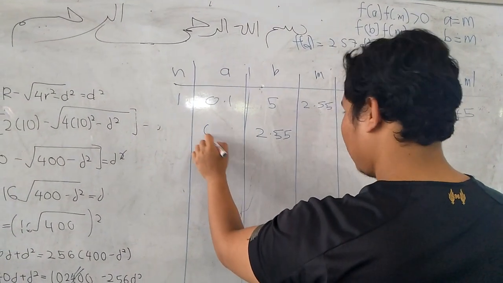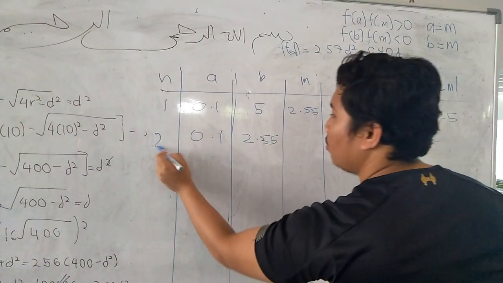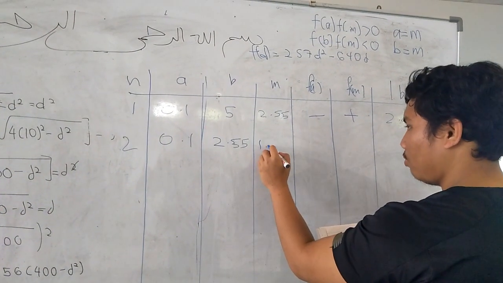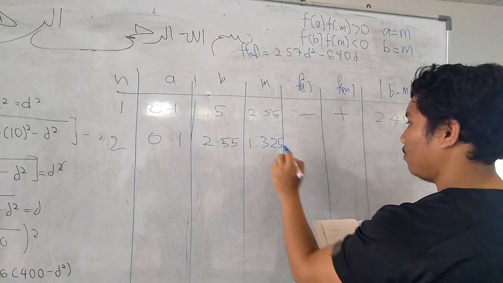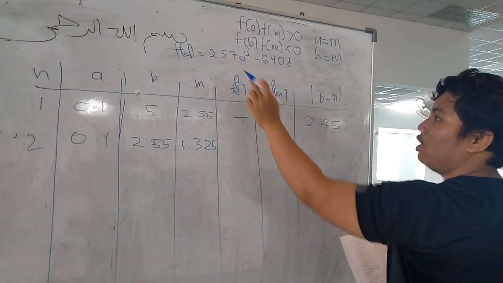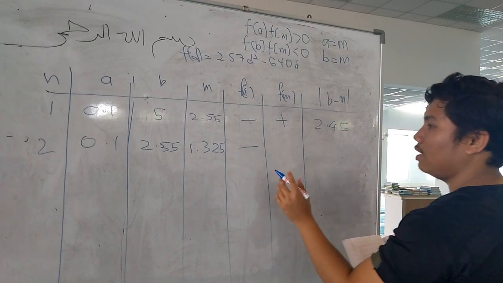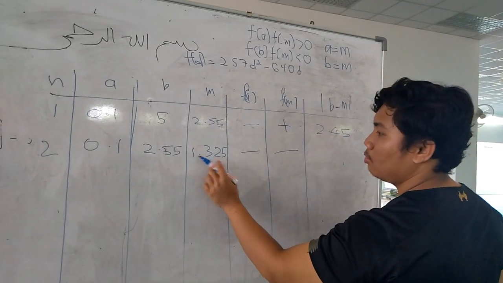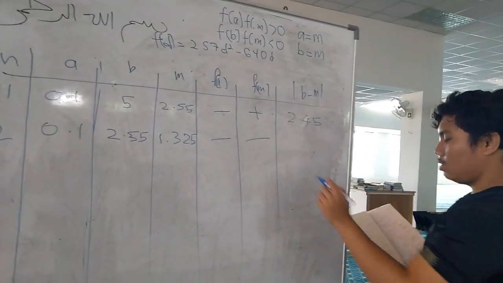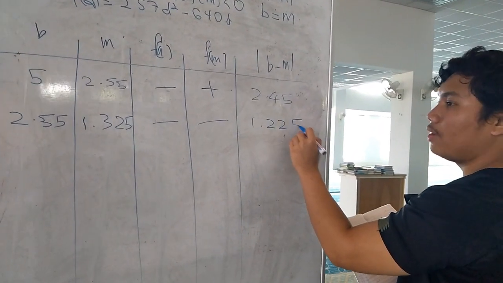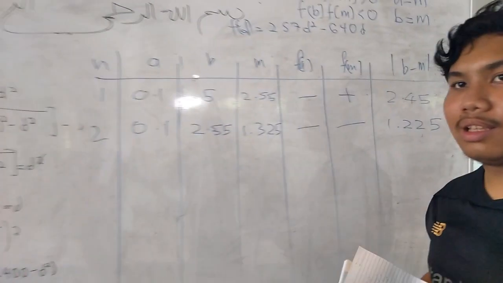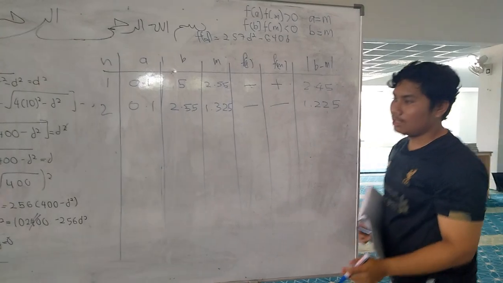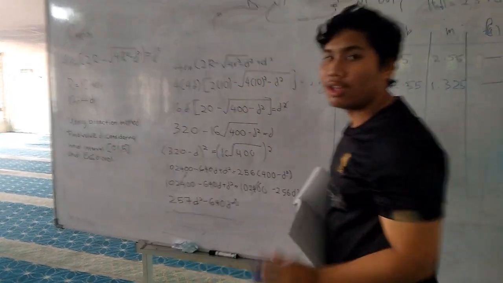Okay, so 0.1 is the same thing. The same thing we will do: we add both and divide by 2. So we will get 1.325, and we just substitute into the equation. So we will get a negative sign. FM is also a negative sign. So we subtract this, and we get the error. So it is 1.225. Okay. We do the same thing until the error reaches 0.001. Okay.